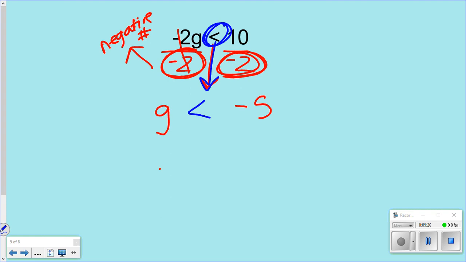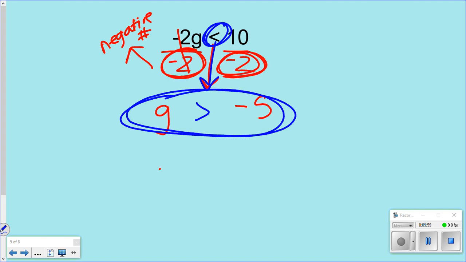So it doesn't understand the rules of multiplying and dividing negative numbers. This problem thinks that 10 divided by negative 2 is going to be positive 5. That's what it thinks. So we have to change the sign so it makes sense to the numbers involved. It doesn't matter what sign it is, you just have to flip it. So this is what the answer should be.